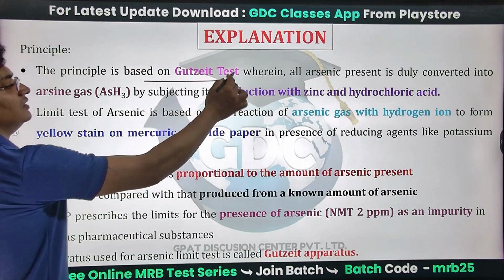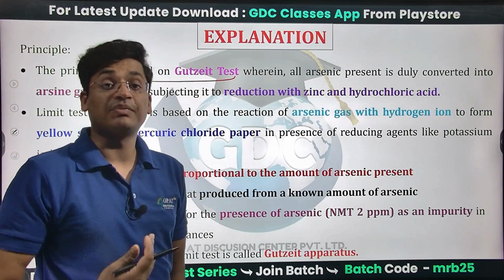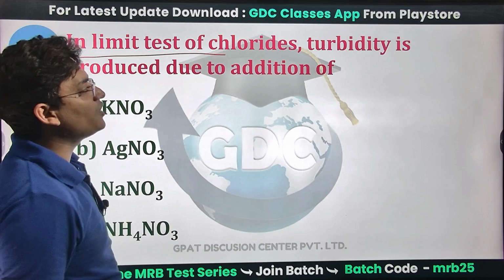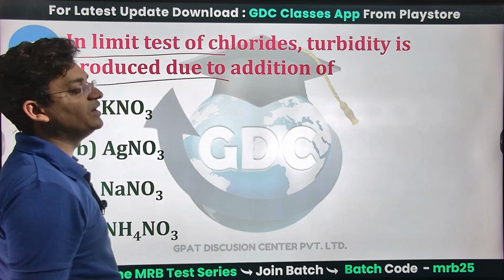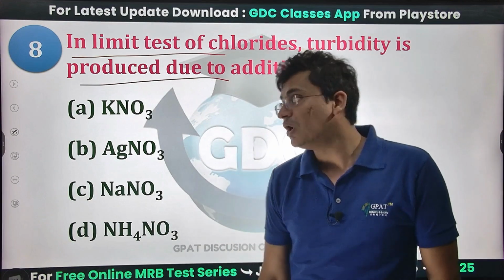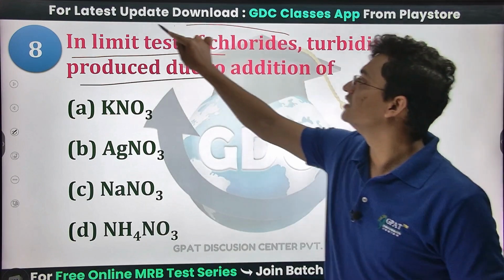Okay, and we just have seen that Gutzeit apparatus is used during the arsenic limit test. In limit test of chlorides, turbidity is produced due to addition of what compound?